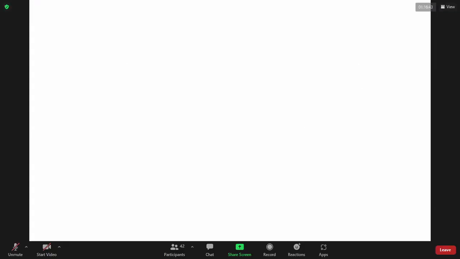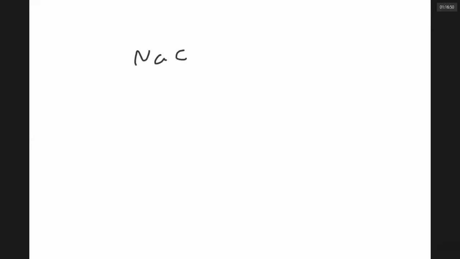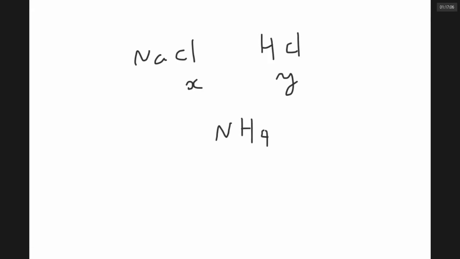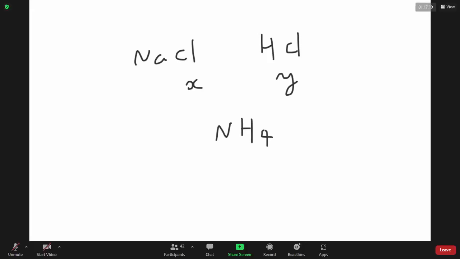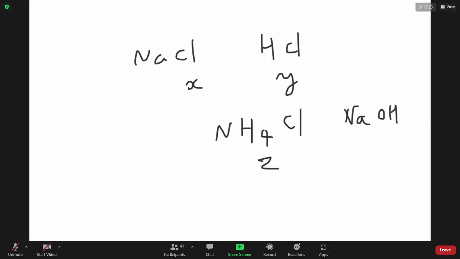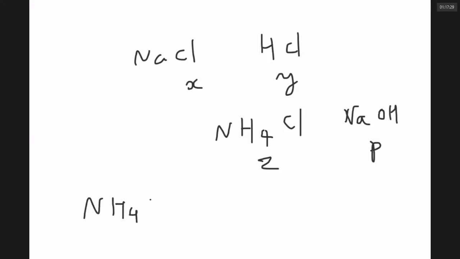Look at this final problem. The molar conductance at infinite dilution of NaCl is X. The molar conductance of HCl at infinite dilution is Y. The molar conductance of ammonium chloride at infinite dilution is Z. The molar conductance at infinite dilution of NaOH is P. Now, what is the molar conductance at infinite dilution of ammonium hydroxide?